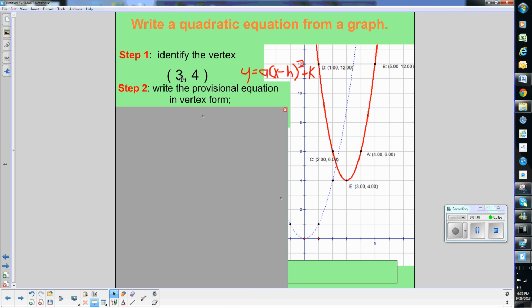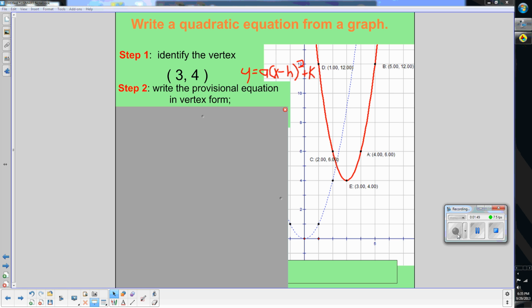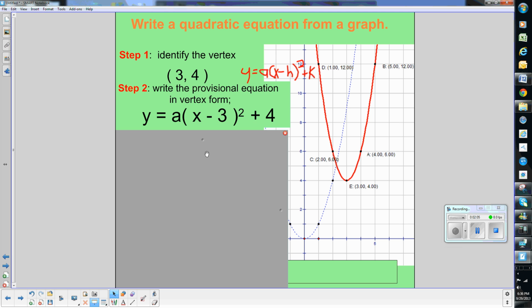So what we have is h and k. So I'm going to plug in (3, 4) into h and k. And when I do that, I get y equals a times (x minus 3), because of the minus sign in the model equation, squared plus 4.